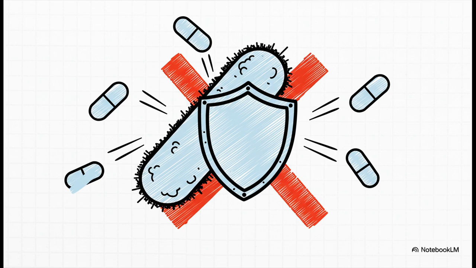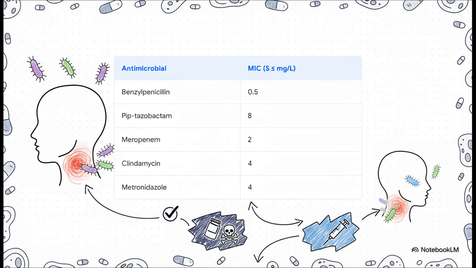This is non-negotiable and it's life or death information, especially when you're treating a patient with a penicillin allergy. The good news is we have great data on what does work. The European Committee on Antimicrobial Susceptibility Testing, EUCAST, gives us very clear breakpoints. As you can see, it's generally susceptible to things like benzylpenicillin, piptazo, meropenem, clindamycin, and metronidazole. So we have plenty of options, as long as we know what we're fighting.